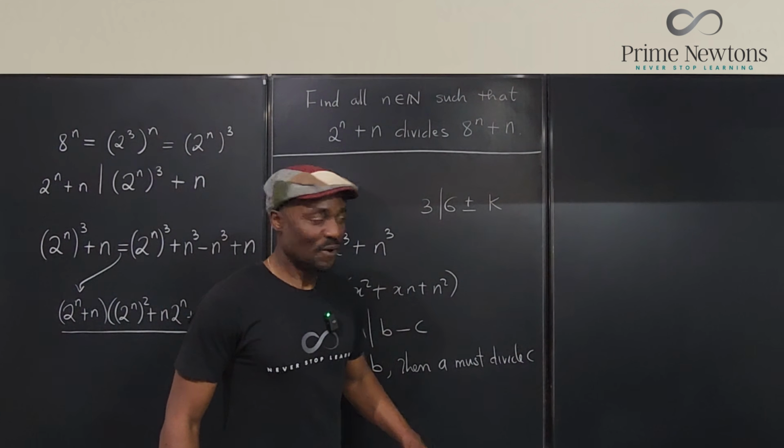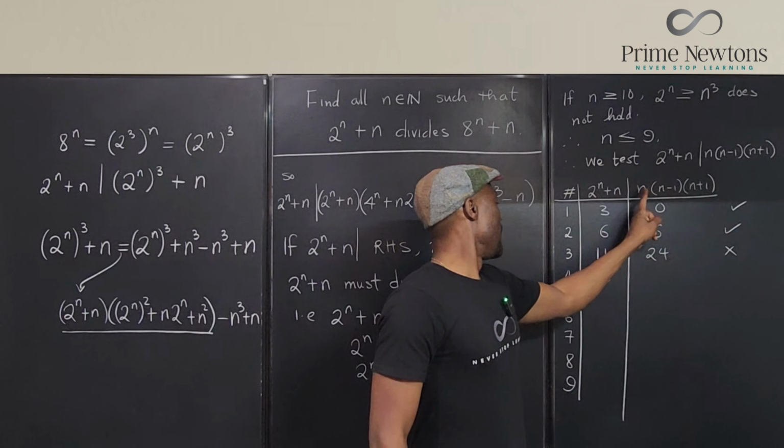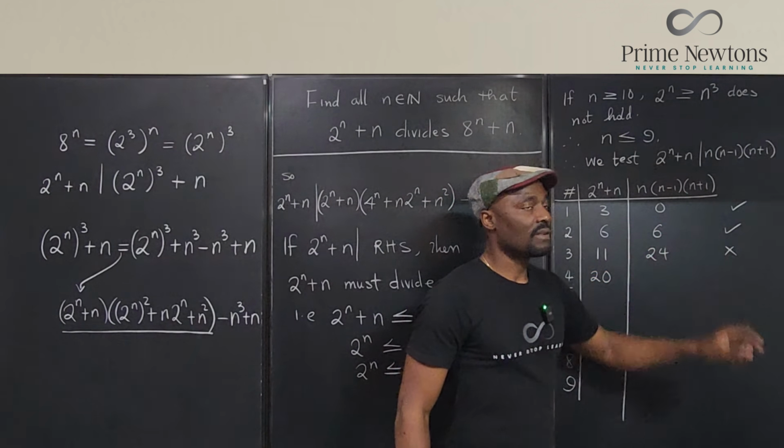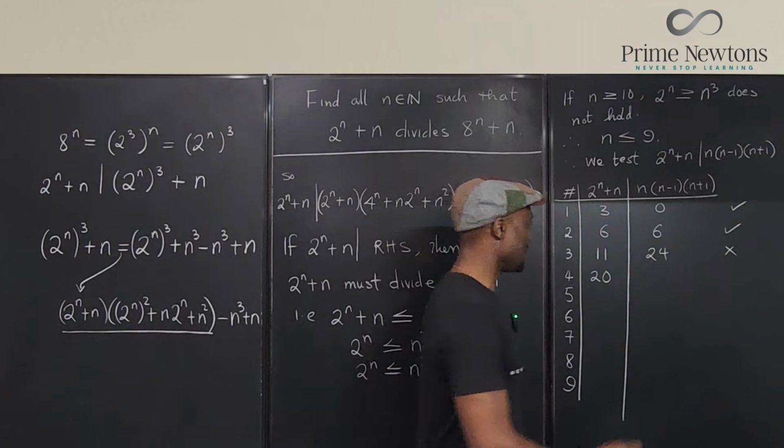Let's try 4. 2 to the 4th plus 4 is going to be 16 plus 4, that's 20. Okay? Here we're going to have 4 times 3 times 5. That's going to be 12 times 5, 60. Oh, it works. Now we go to the next one, 5. 2 to the 5th plus 5 is going to be 32 plus 5, that's 37. Okay? And this is going to be 5 times 4 times 6. 5 times 4 is 20. 20 times 6 is 120. Okay? Clearly, this does not work.